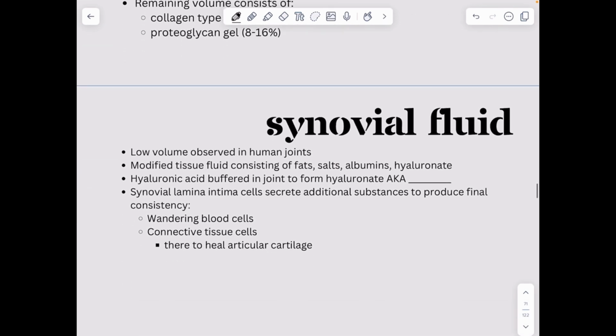Synovial fluid, I always had the misconception that we had a lot in our joints. Turns out, nope, low volume. It's just modified tissue fluid consisting of fat, salts, albumins, and hyaluronate. And the hyaluronate is a lubricant.